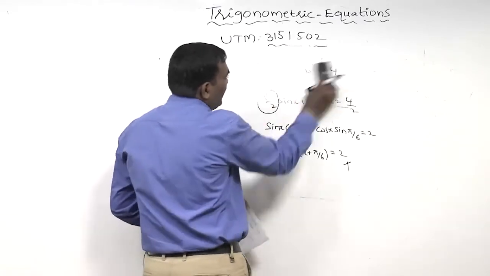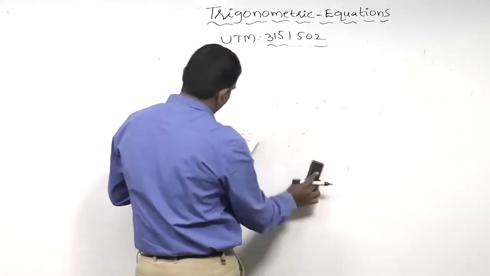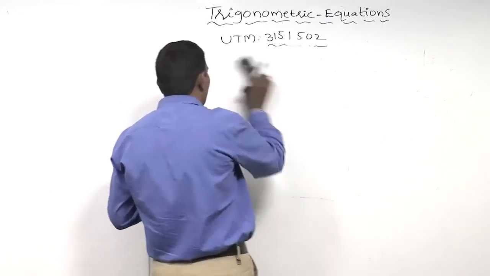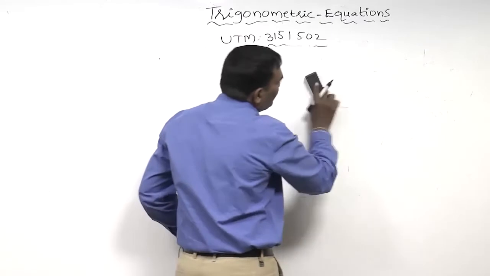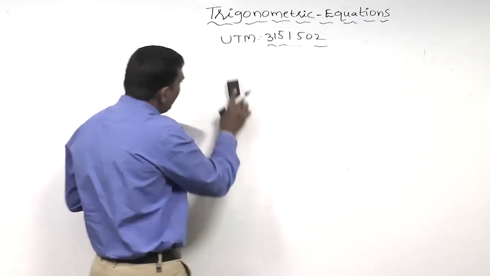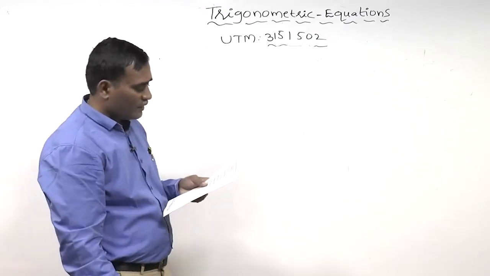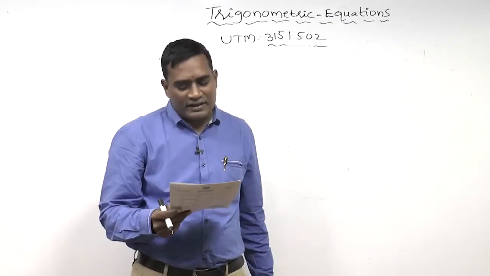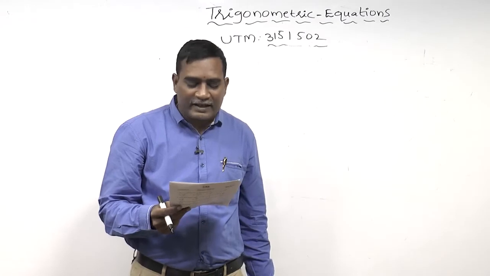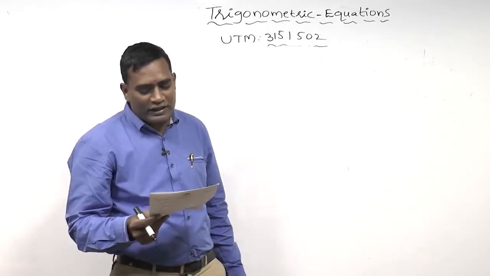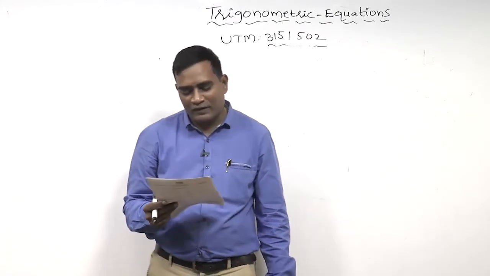Next, 34. The 34th question is different. X belongs to pi to 5 pi by 4. In this, what is the condition? Sin x greater than cos x, cos x greater than sin x, sin x is equal to cos x, or none of these. 34th and 35th are both similar.